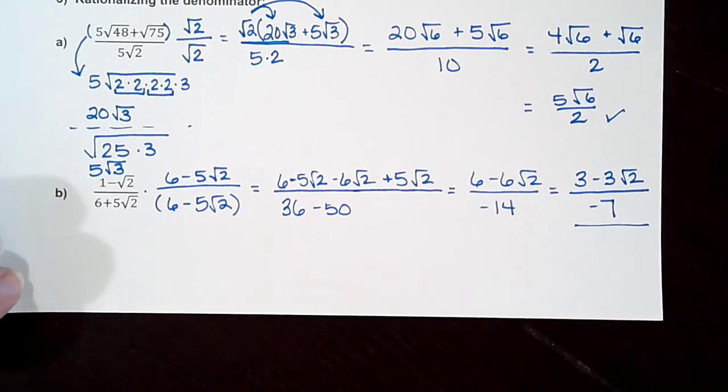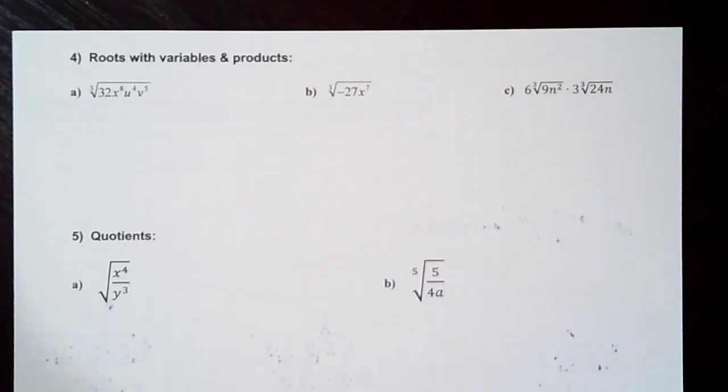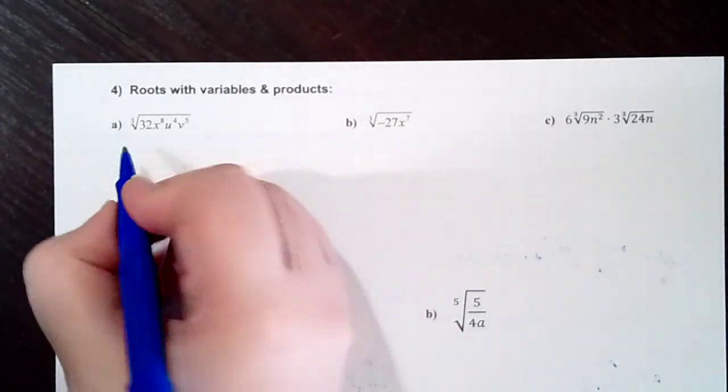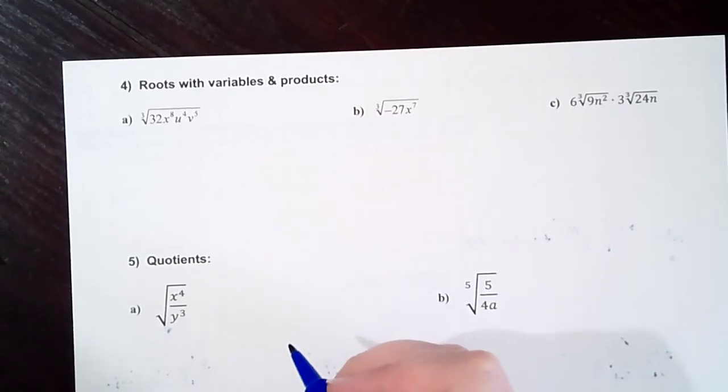All right, moving on. Roots with variables and products. These are the exact same as what we just did. However, now we're going to add some letters. But this shouldn't change anything, because if we simplify this one here, let's zoom in for a minute. Oh, that looks a little bit better.